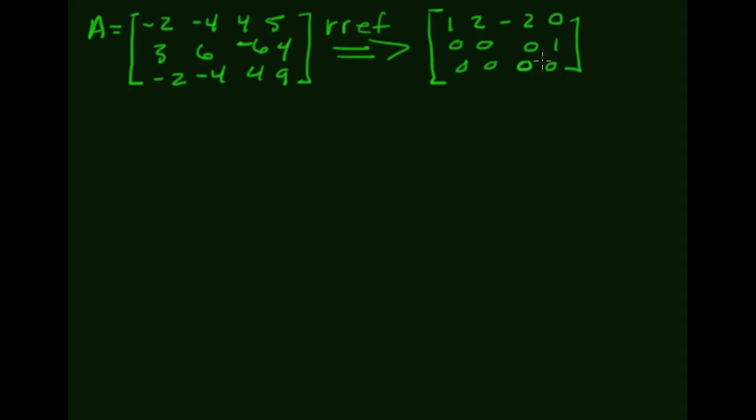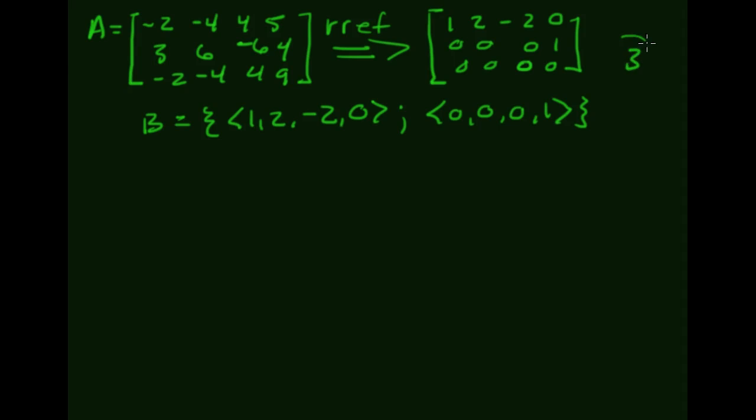So ignoring the 0 vector at the bottom there, my basis for the row space will be the vectors 1, 2, -2, 0, and then 0, 0, 0, 1. And the dimension for the row space would be 2 then, right? Okay, so this is problem number 3. Now, problem 4 says, what's the column space? You can play the same game, you just transpose the matrix.